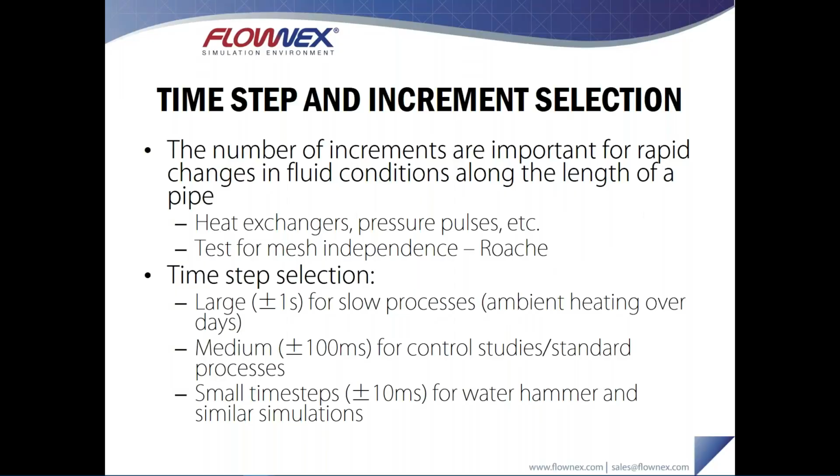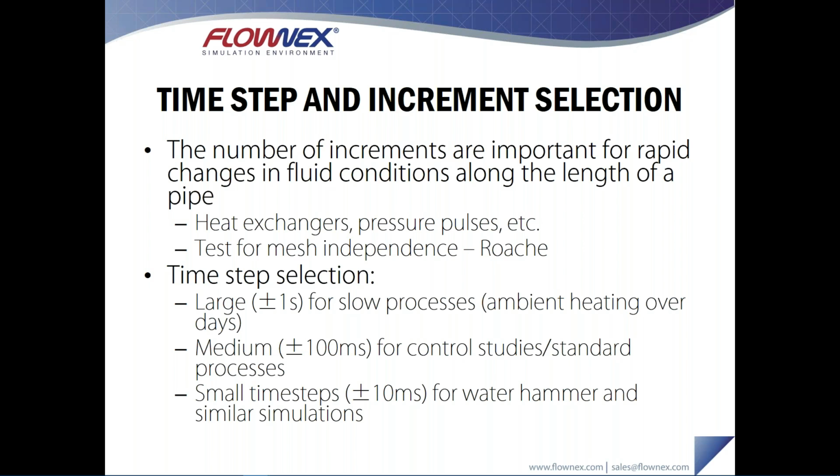So this really only becomes significant when we see a large variation along the length. For example, if you're modeling a heat exchanger, the change in temperature is going to change the fluid properties considerably over the length of the pipe. So including increments there is essential. If you're modeling a pressure pulse in a system, perhaps it's water hammer, you're going to have the pressure along the length of the pipe changing rapidly. In this case, it's very important to consider the spatial discretization of the component, so the number of increments that you select.